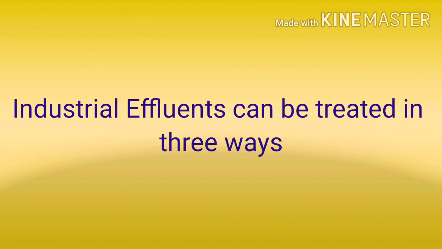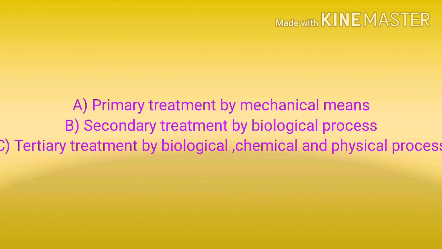The next is that industrial effluents can be treated in three ways. That means we can treat the industrial waste in three ways to avoid environmental degradation. The first one is primary treatment by mechanical means. That means by mechanical process or with the help of machines, we try to control industrial waste by screening, grinding, percolating and sedimentation of the waste. That is the first one.